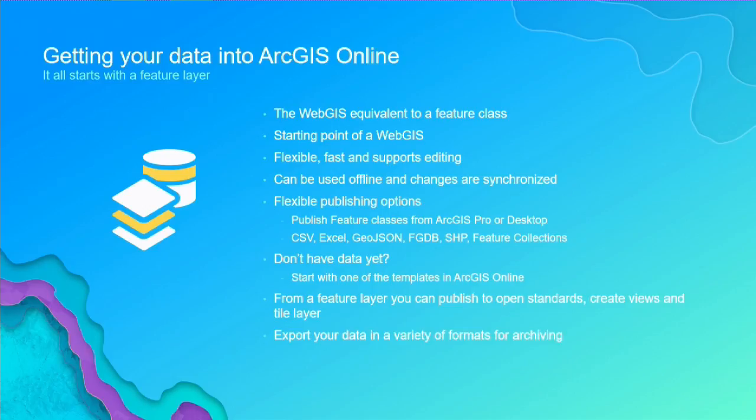We have flexible publishing options. You can publish from Pro or desktop, and you can also publish from Online. We actually support a lot of different types of source data when publishing, from a CSV to an Excel file to GeoJSON, file geodatabase, shapefile, feature collections.